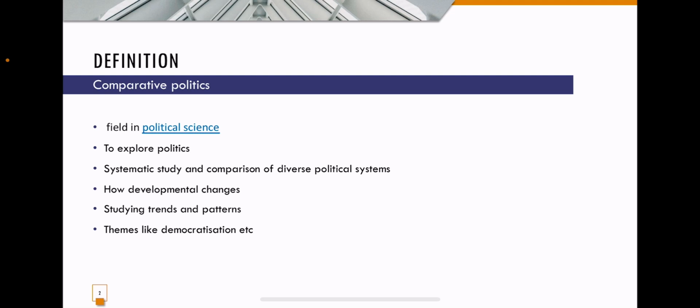Comparing the similarities and the differences between the political phenomena across countries helps social scientists assess which factors play an important role in which kind of situation to establish a stable political system. So social scientists stressed the need for comparison. They study developmental changes, trends and patterns, and themes like democratization and many others in comparative politics.